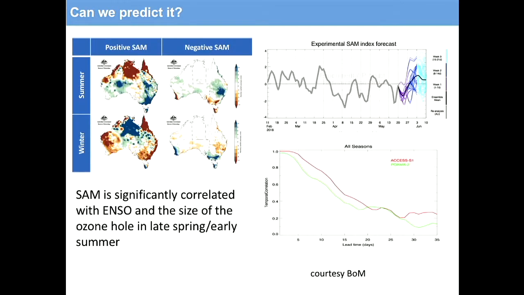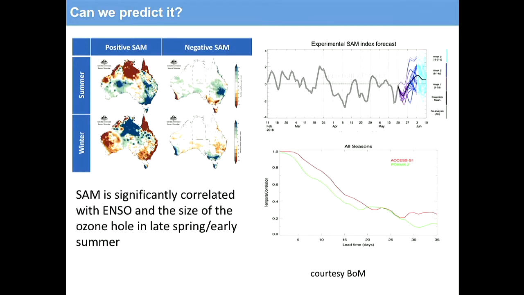Okay, and the last thing I wanted to talk about is, can we predict it? These are figures from the Bureau of Meteorology's seasonal prediction system. This is again just what we expect from positive SAM in summer and winter in terms of rainfall. So an increase in summer with positive SAM and a decrease in winter.